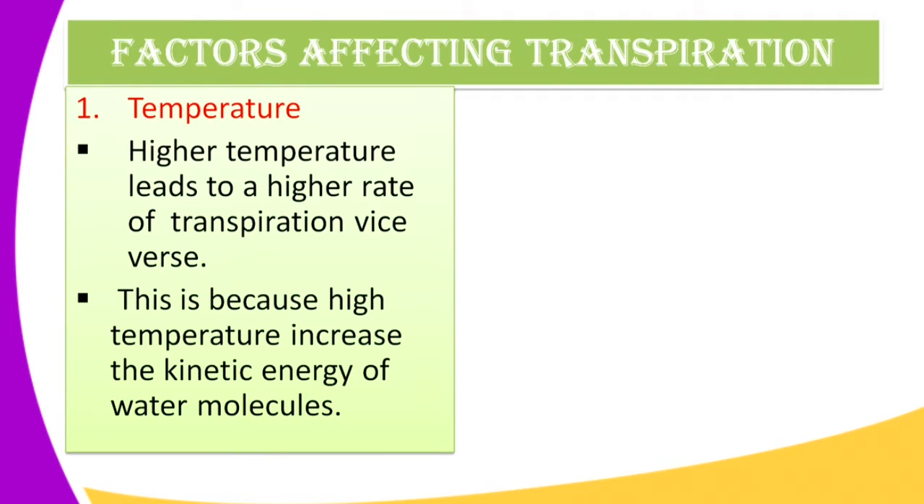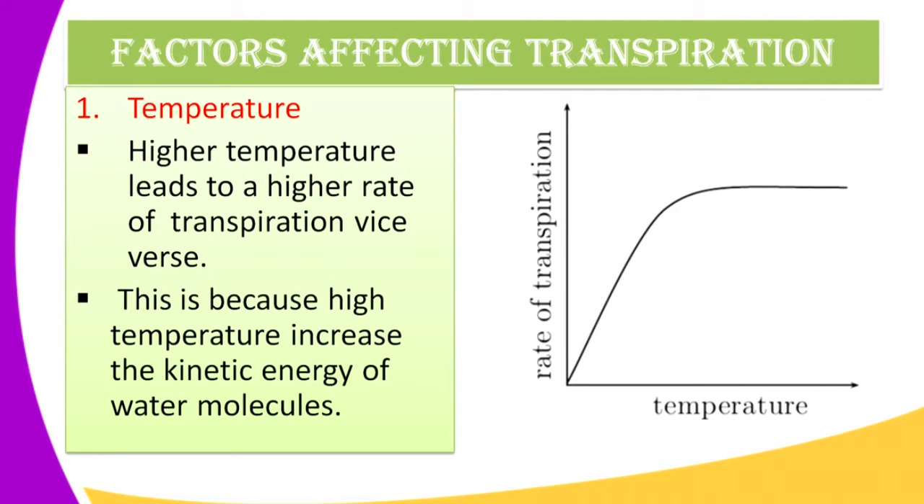So the first factor is on temperature. The higher the temperature leads to a higher rate of transpiration and vice versa. This means that if the temperature is low, the rate of transpiration is also going to be low. This is because high temperature increases the kinetic energy of water molecules. So water molecules gain more kinetic energy that leads to vibration in the process. It leads to the opening of the stomata, the pores of the leaves. So with high temperatures, it's going to increase the rate of transpiration.